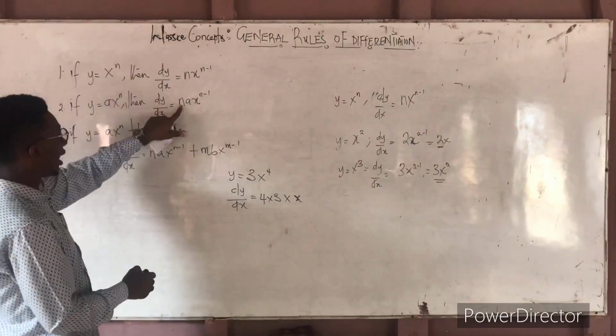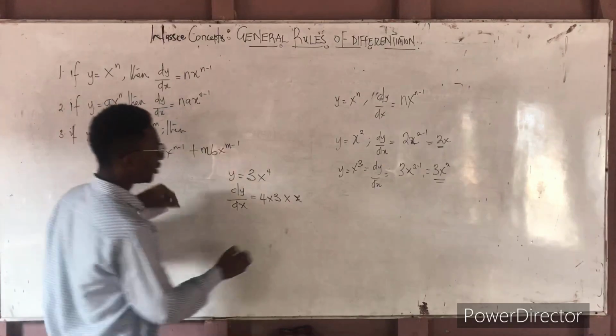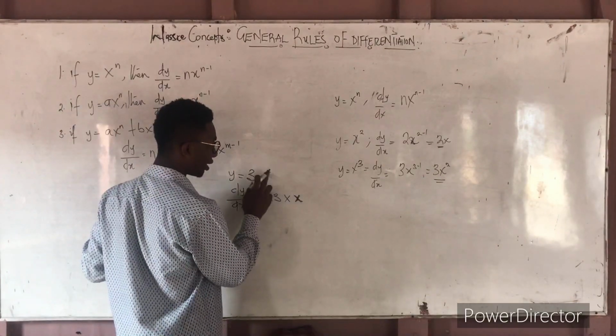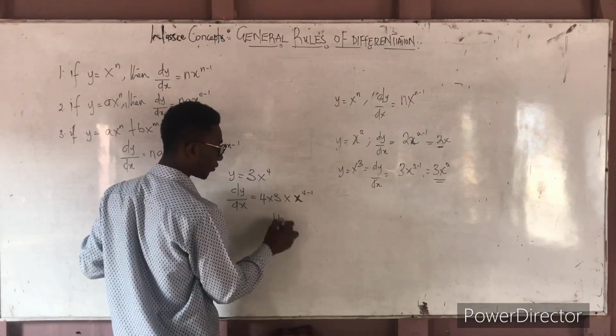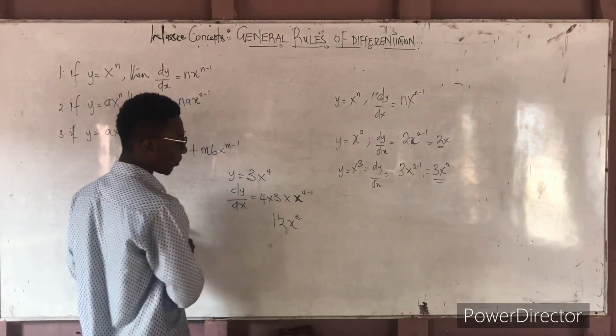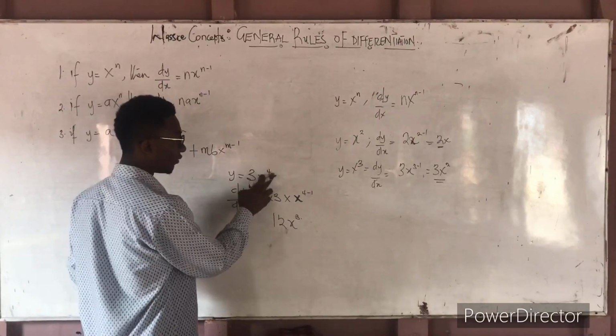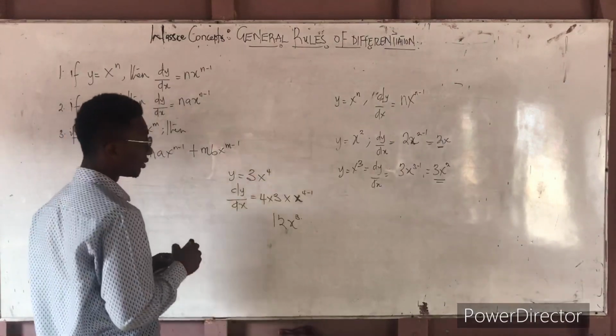So it's n times the constant a times x exponent 4 minus 1. So 4 times 3 will give you 12, and x exponent 4 minus 1 will give you 3. So in simple terms, if you want to be fast, 4 times 3, and you take 1 from the exponent.